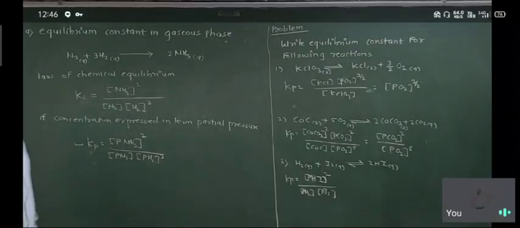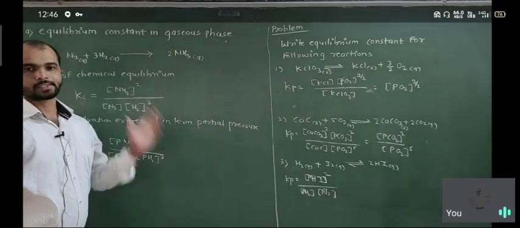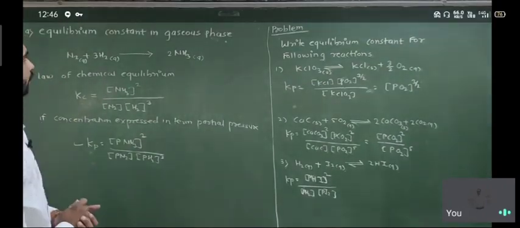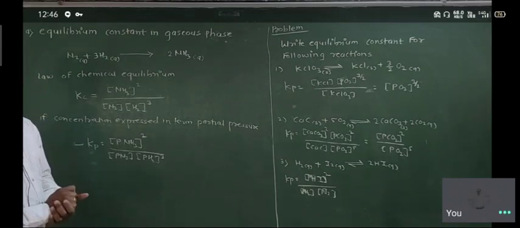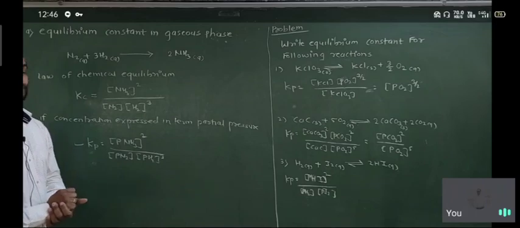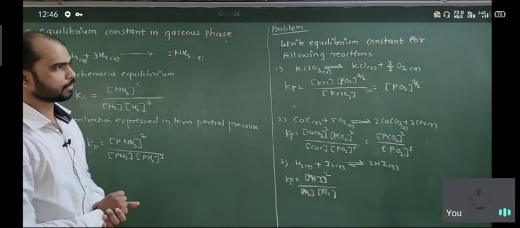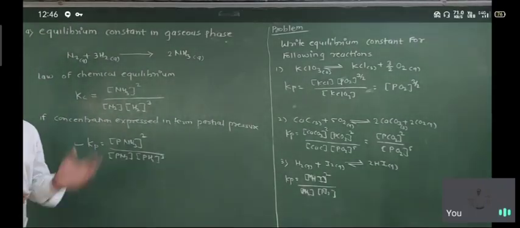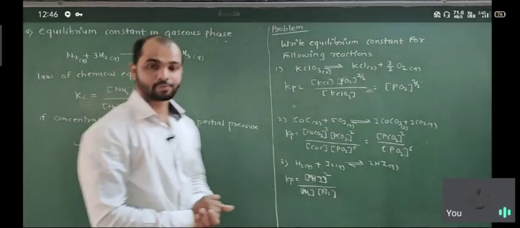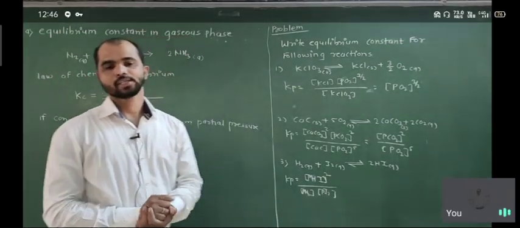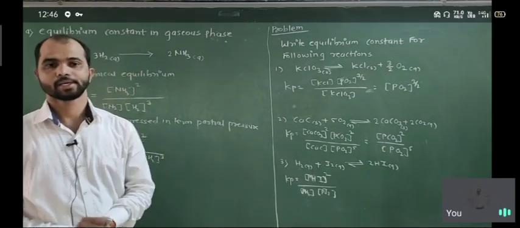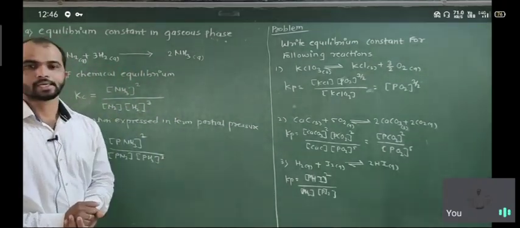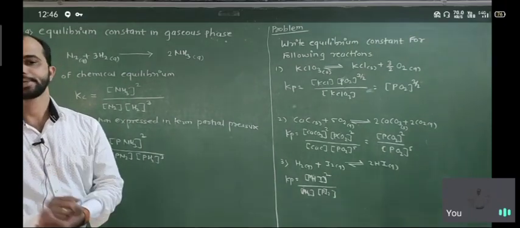Hello friends, today we start another lecture of chemical equilibrium. In the first lecture we saw the meaning of chemical equilibrium, then we have to discuss the laws of chemical equilibrium, types of chemical equilibrium, and in the last we discuss the perfect gas equilibrium. In perfect gas equilibria, we consider the concentrations of reactant and product in the form of mole per liter, or sometimes we express them in partial pressure form.